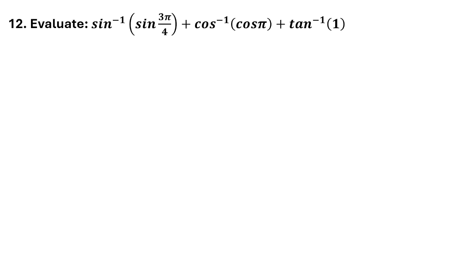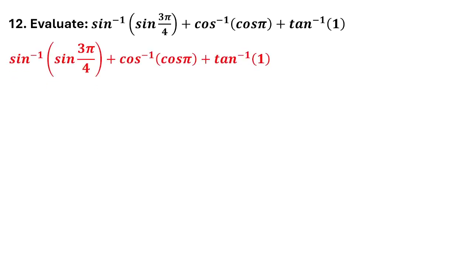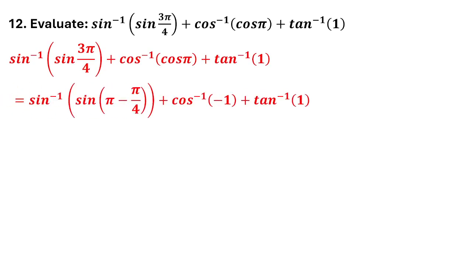Otherwise, you should not write directly. Don't write sine inverse of sine 3 pi by 4 is 3 pi by 4. Is it okay now? You should be very careful. Now, therefore, you have to write 3 pi by 4 as pi minus pi by 4.